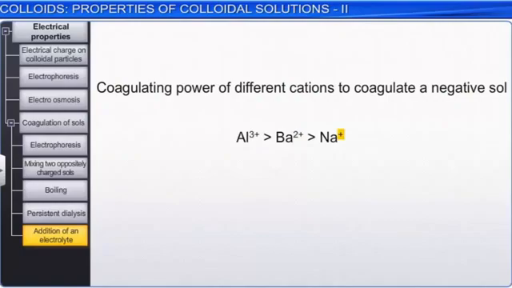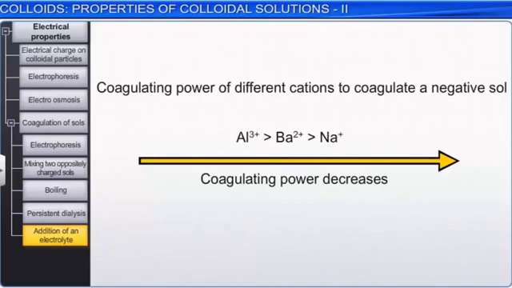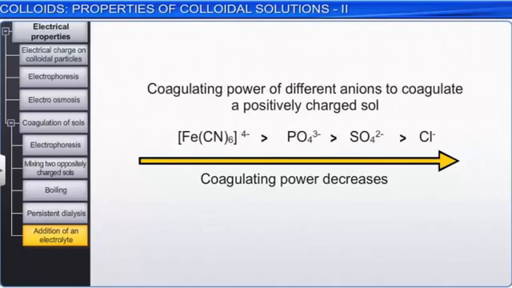This shows that tripositive ions are more effective than dipositive and unipositive ions. Similarly, the coagulating power of different anions to coagulate a positively charged sol decreases in the order [Fe(CN)6]4- > PO4 3- > SO4 2- > Cl-.